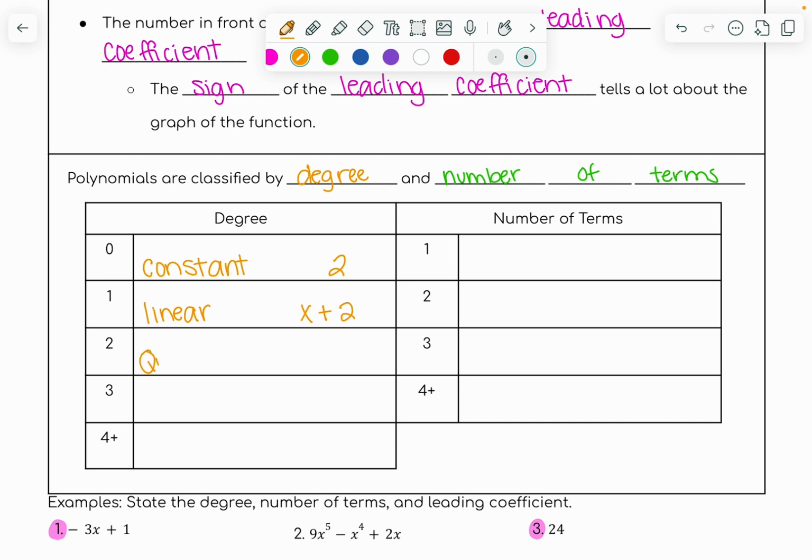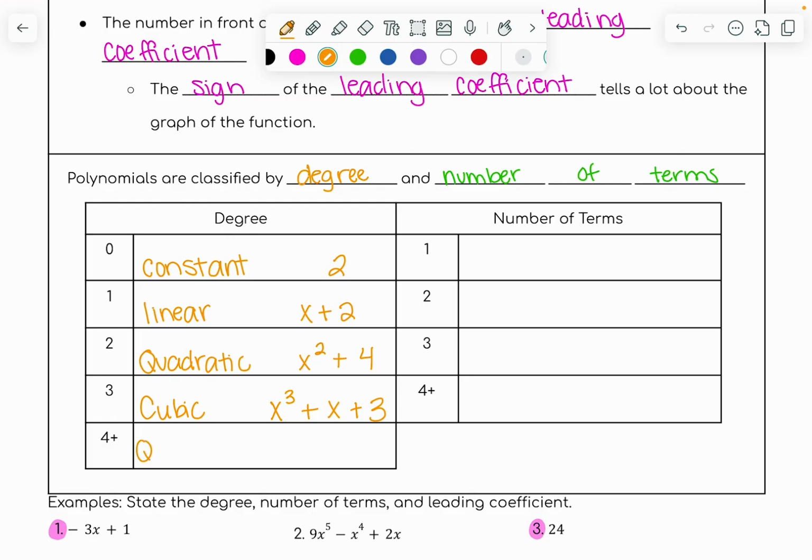Then we have a quadratic, which you just finished learning about, which an example of this would be like x squared plus 4. You'll notice that the degree here is that 2, right? That is the largest exponent there. Then we have a cubic, which could be like x cubed plus x plus 3. The largest exponent there is a 3, so that 3 matches up with the cubic.